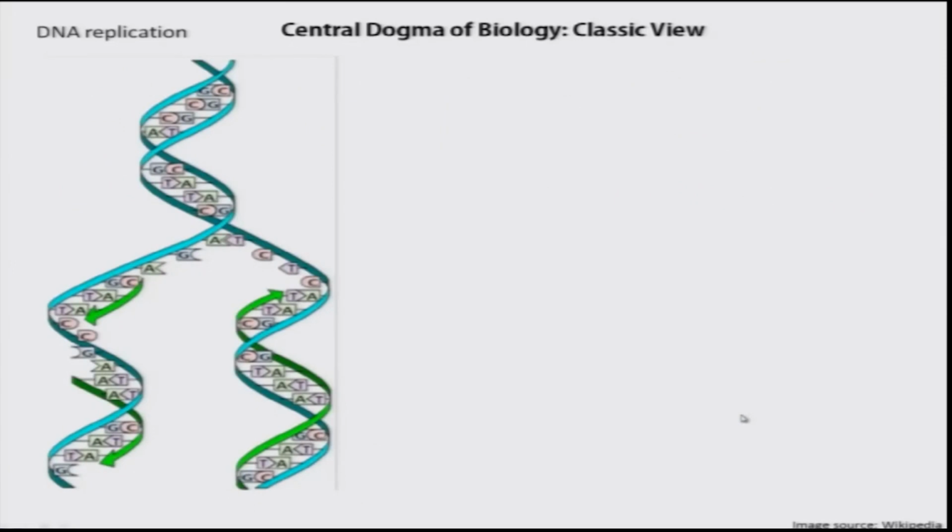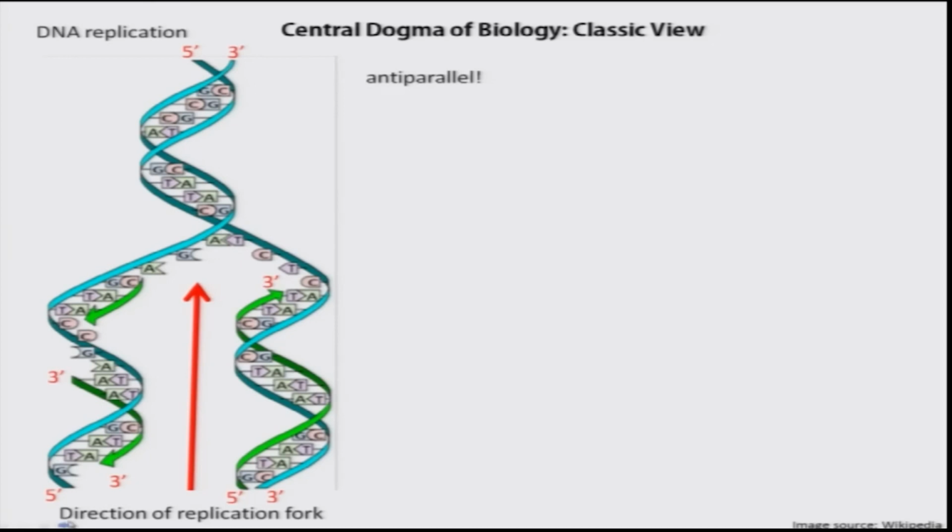And when we talk about replication, that is the cell copying its DNA so that the DNA can be given to the two daughter cells. This process we call DNA replication, and you can see in this cartoon that this is the direction of the replication fork. Therefore, in this process the two strands are separated and a new strand is being made.